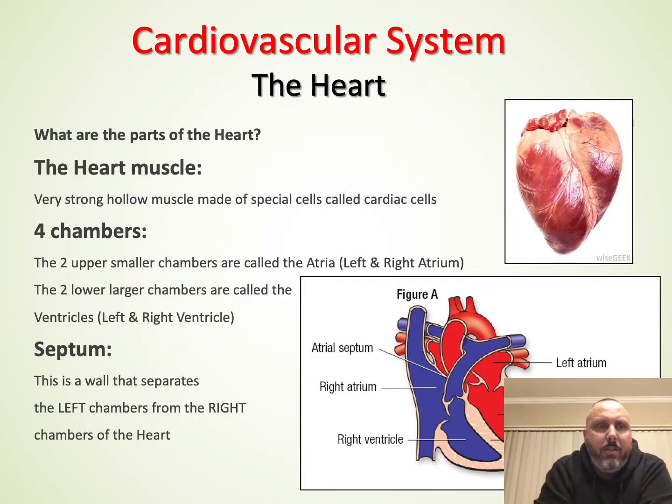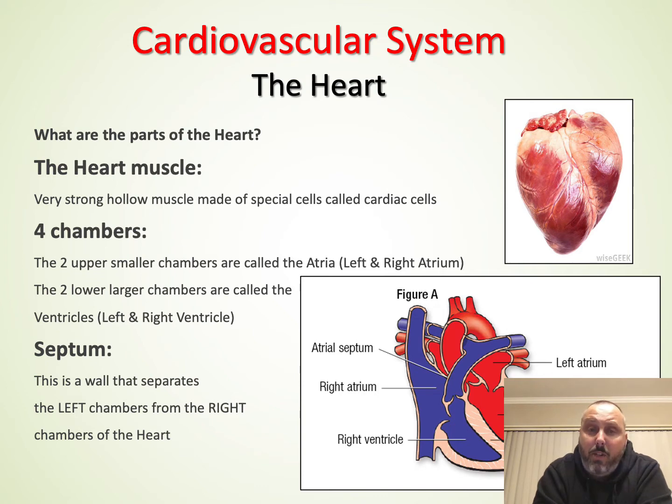All right, so parts of the heart muscle itself. It's strong, it's hollow, so it needs to be hollow so that it's got the ability to hold and therefore pump blood through the body. We're going to talk about the chambers. The chambers of the heart, there are 4. 2 smaller chambers on the upper part that are called atria. So the left atrium and right atrium.